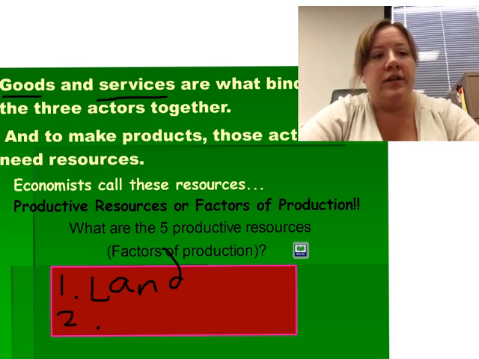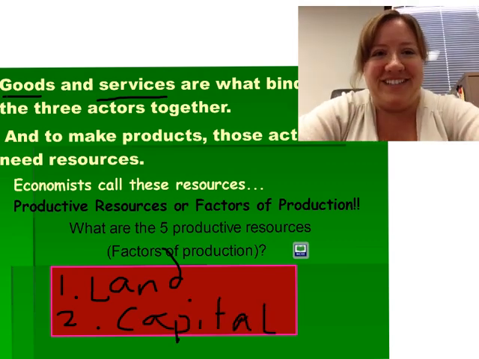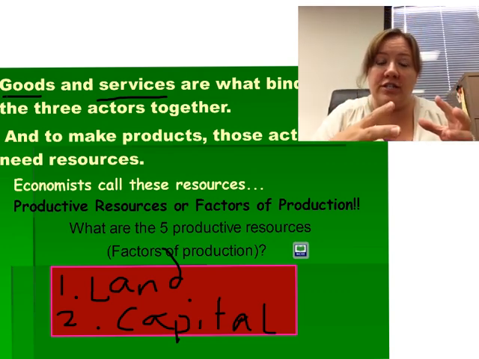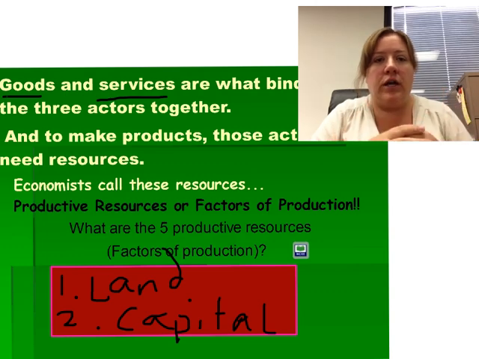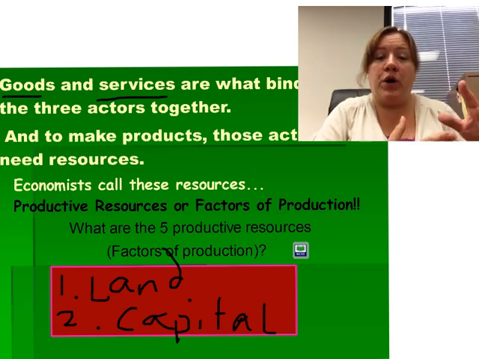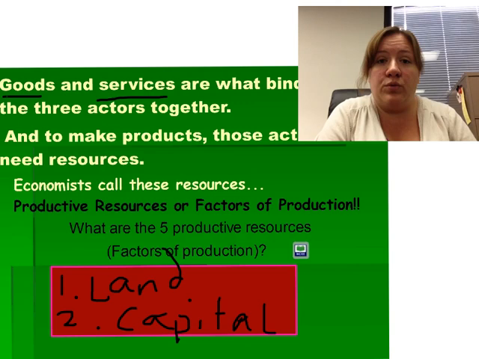Number 2 is what we call capital. And I cannot write on this thing very well, so I'm going to stop. But the second one is capital. Capital resources are anything that man makes first, like rubber, plastic, metal. Man has to make that first, and then we use that to produce other products. A lot of times with capital resources, we see things like tools, machinery, stuff like that.